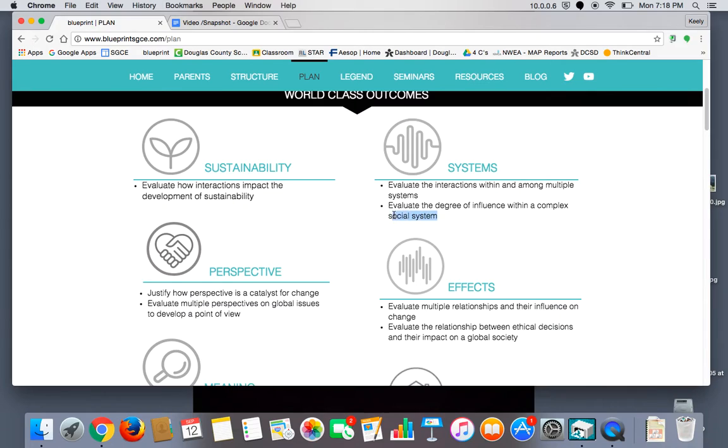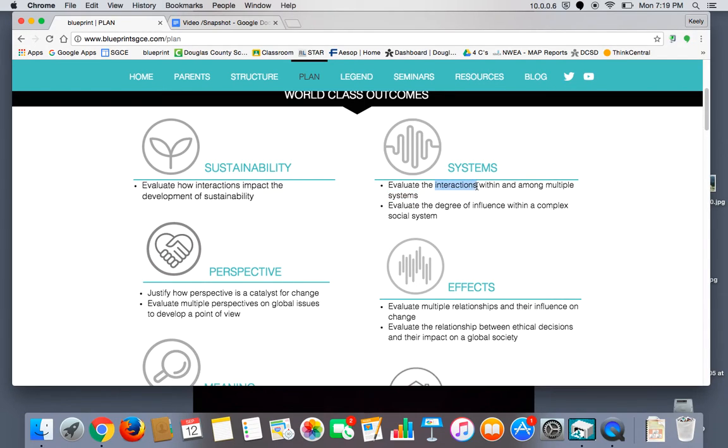There might be a good social studies connection in here too, a good example of where systems might come into play with social studies content. I know that I don't have social studies content. I have science content. So I'm going to pay attention to this: evaluate the interactions within and among multiple systems. I might have to stop here and do some side research. I might have to understand the words evaluate, interactions, or systems. And so I might take some time to explore those words separately to understand what they mean.